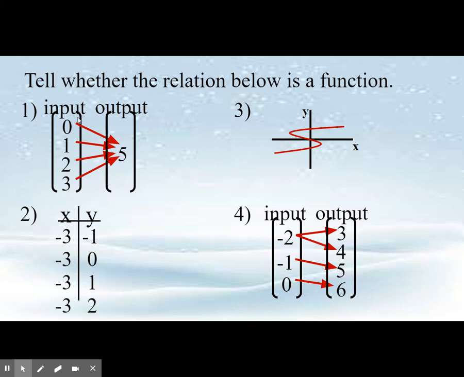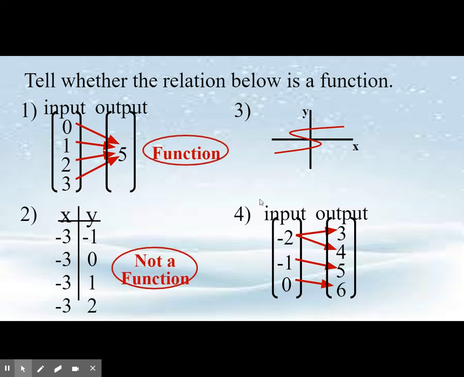All right, if we look at the first one, is it a function? Yes. Each of these only has one arrow leaving it, so it's a function. Number 2, look at your x's. Do you have anything repeating? They're all -3. So, yep, you have the same number more than one time, so it's not a function. Number 3, does it pass the vertical line test? Nope. If I drew a vertical line, I could hit that 3 different spots, so it's not a function.